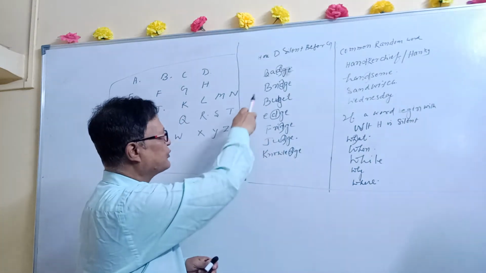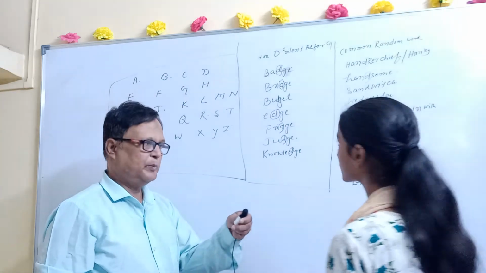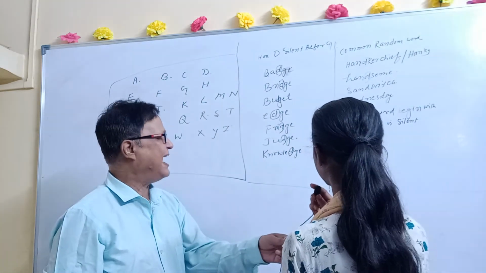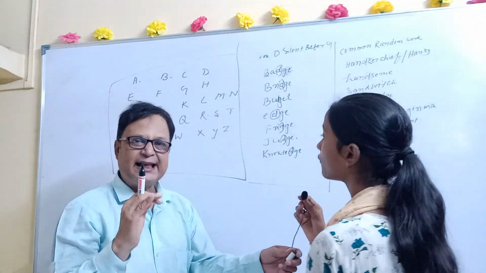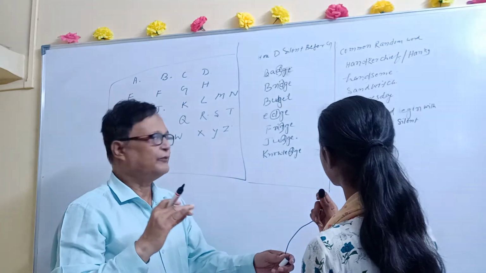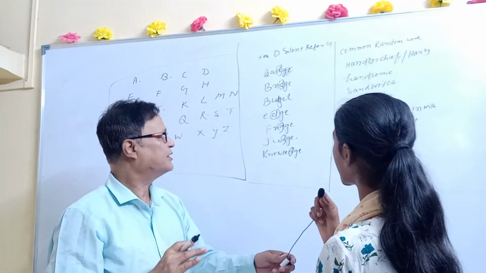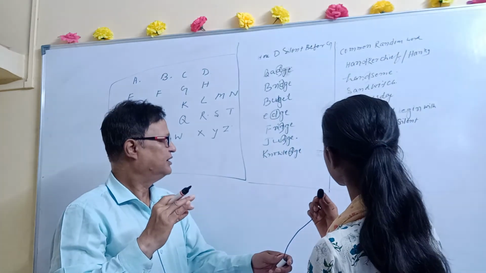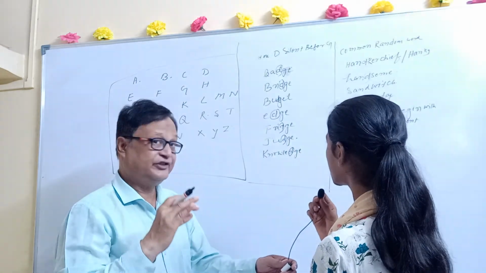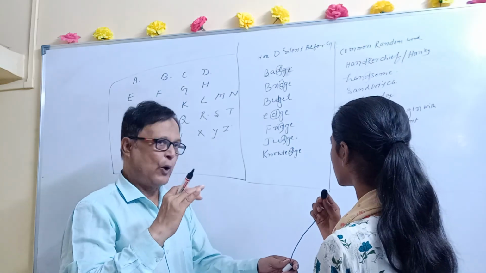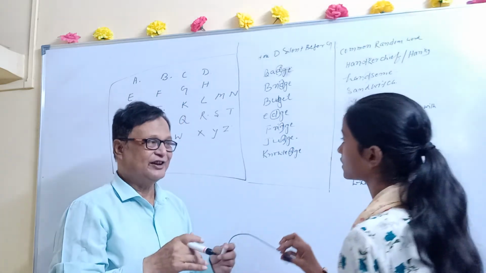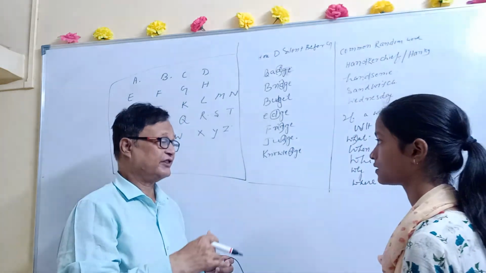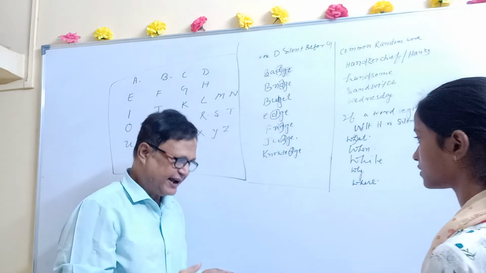Now you pronounce these words. Badge. Breeze. Budget. Fridge. Freeze. Judge. Knowledge. Okay, thanks. It is very good pronunciation you have already shown over here.